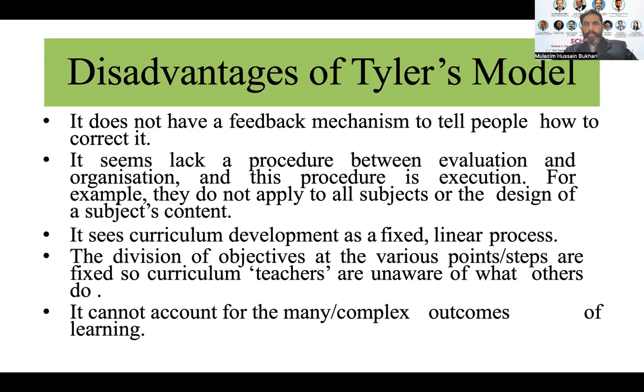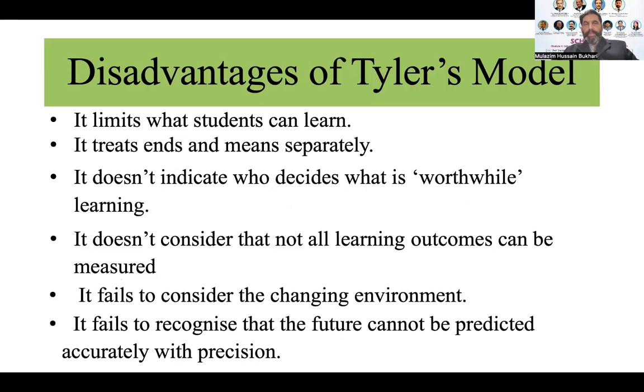It cannot account for many complex outcomes of the learning. It limits what the students can learn. It treats ends and means separately. It does not indicate who decides what is worthwhile learning. It does not consider that not all learning outcomes can be measured. It fails to consider the changing environment. It fails to recognize that the future cannot be predicted accurately and precisely.